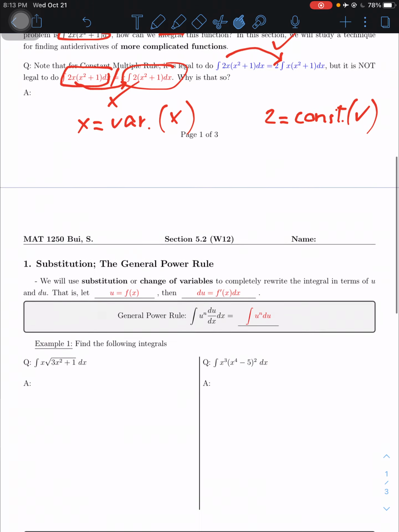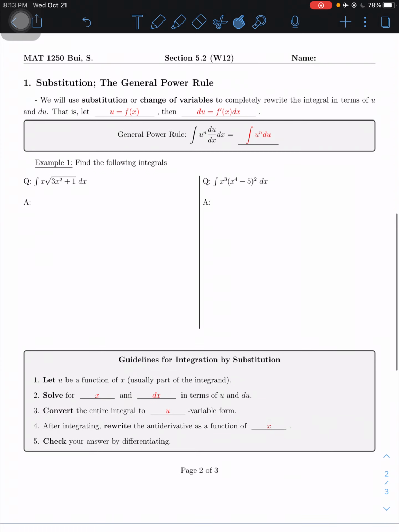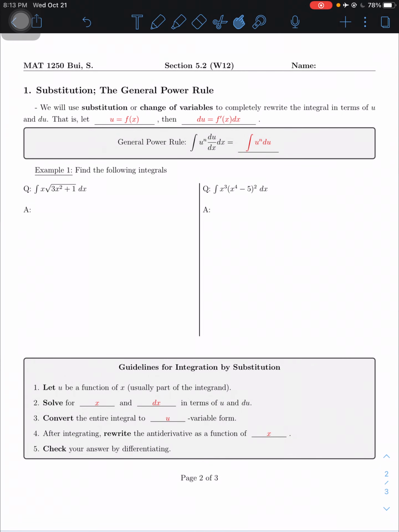Okay, so moving on to the next objective of today, substitution. As I told you guys from the last page, we would use substitution or change of variables to completely rewrite the integral in terms of u and du. That is, originally we're going to let u equal something, some function you will see very soon, and then we'll take the derivative of it. In general, we're going to have this formula in here.